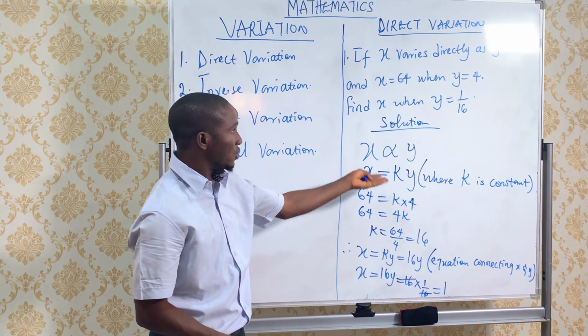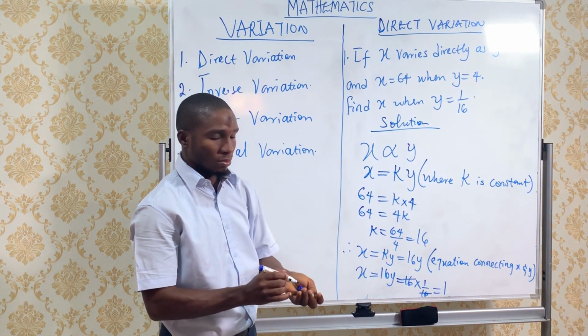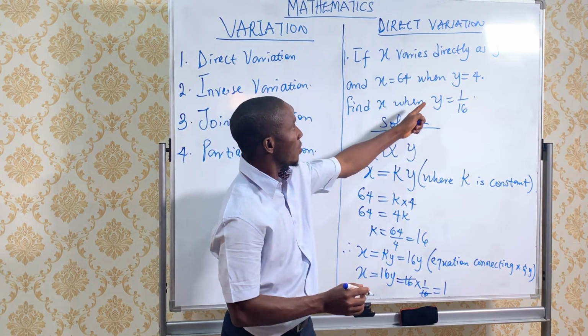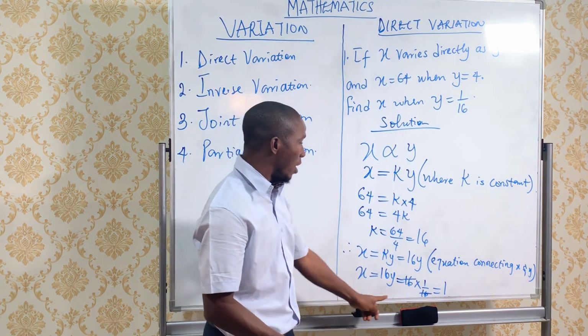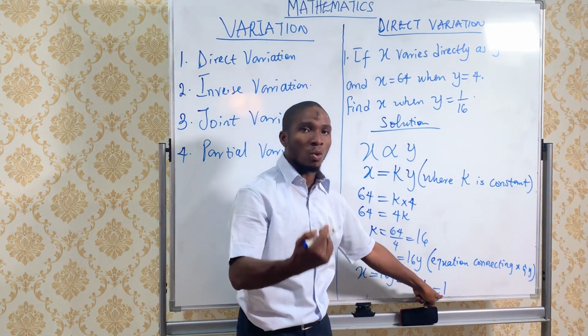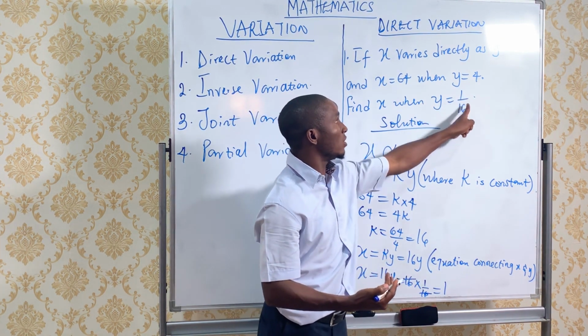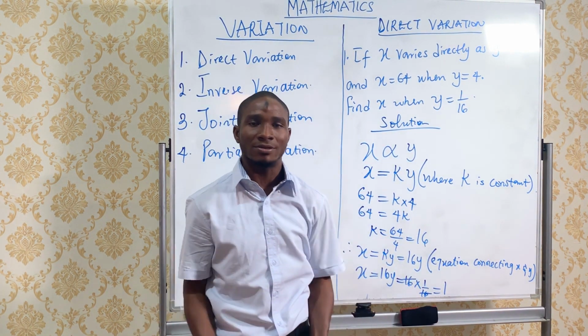And you can see that this is just what we call variation. When x was 64, y was 4. When x decreased to 1, y also decreased to 1 over 16. That's what we call direct variation.